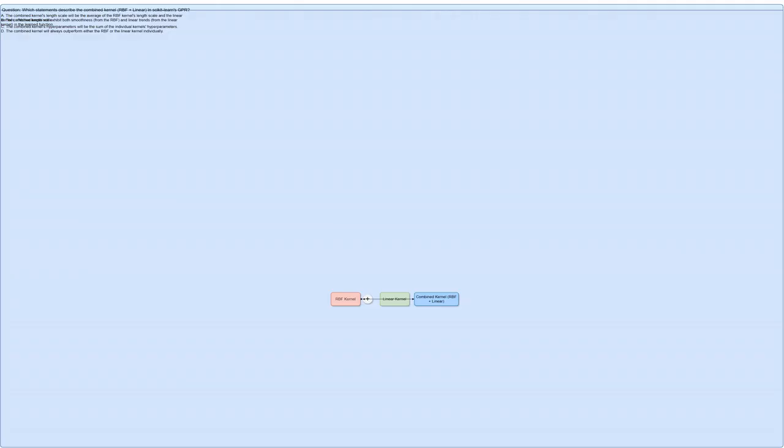I'm using Gaussian process regression, a powerful machine learning technique. I'm combining two types of kernels: the radial basis function, RBF, kernel and the linear kernel. Think of kernels as the building blocks that shape how my model learns patterns in data. This combination aims to capture both smooth, nonlinear relationships, RBF, and linear trends, linear kernel.